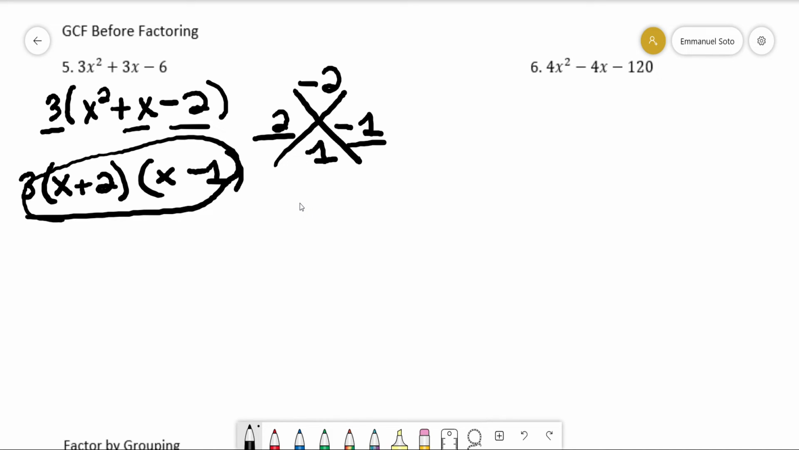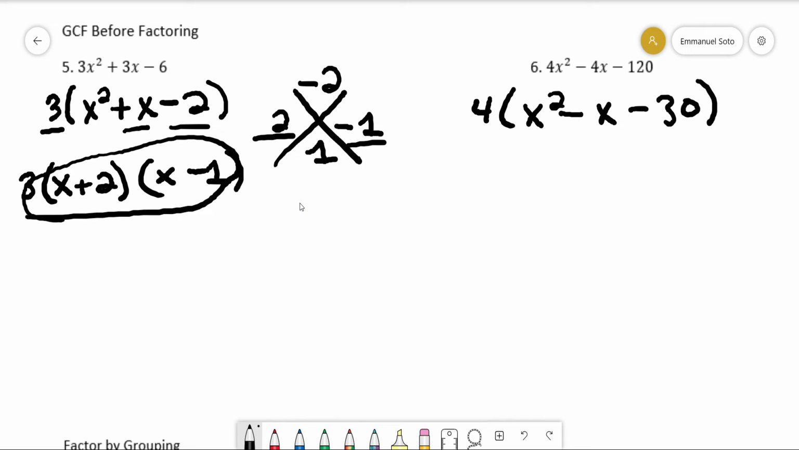Alright, so for number 6, we're going to go ahead and pull out the 4, because we can pull out a 4 from these two 4s, and we can pull out a 4 from 120, because 120 divided by 4 is going to be 30. So we got 4, we got x squared minus x minus 30, because 4 times 30 is 120.